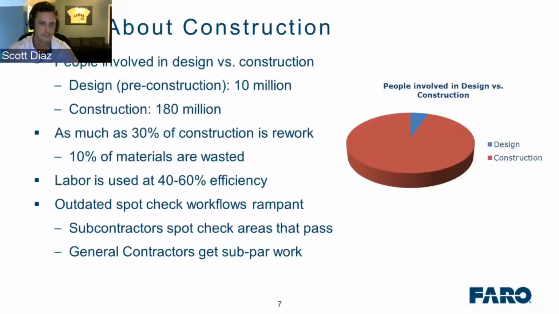Additional facts here: as much as 30% of construction is rework, 10% of materials are wasted. Labor is used at 40 to 60% efficiency. And for those of you that are using construction QA/QC methods now, you know that a lot of times in the field, if it's non-laser scanning methods, for example, subcontractors or contractors are relying on spot checking, where a subcontractor can get away with spot checking an area. One area may not pass and another area will pass. Well, guess which one they're going to turn in. So as a result, general contractors can get subpar work.